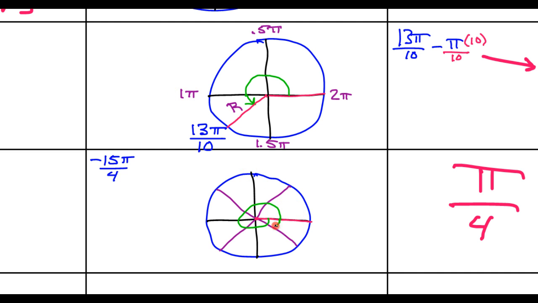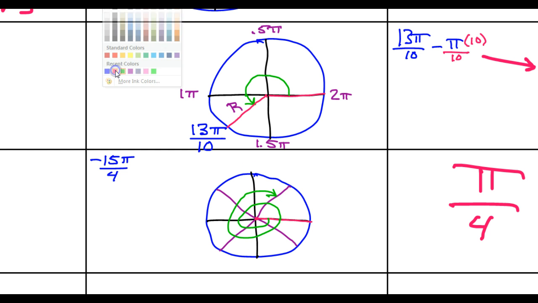So if I come back around, I'll stop here. If I had gone all the way, that would have been negative 16 pi over 4, but I'll stop one less. Of course, I could sit here and count 1, 2, 3, 4, 5, 6, 7, 8, 9, 10, 11, 12, 13, 14, 15 until I land here, but I'm trying to show you how you can speed up the process. So here's my terminal side right here.